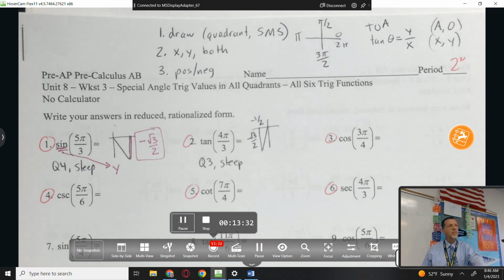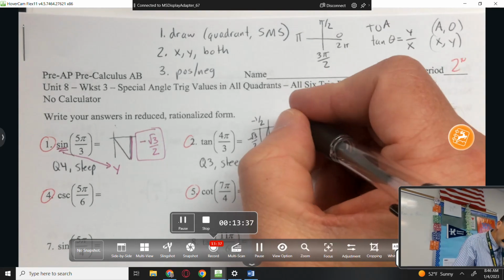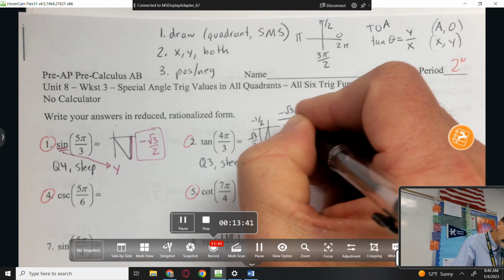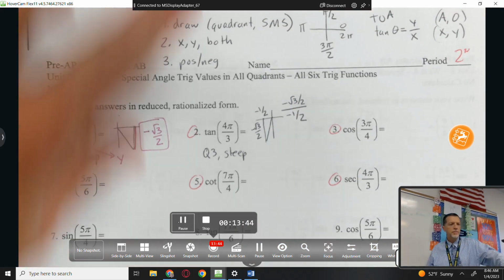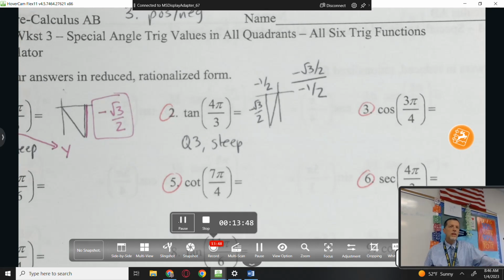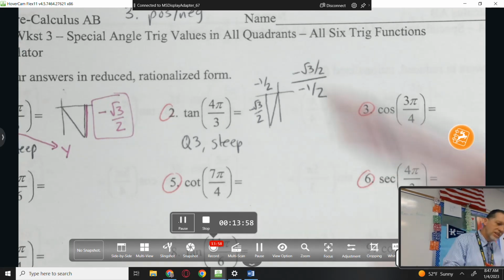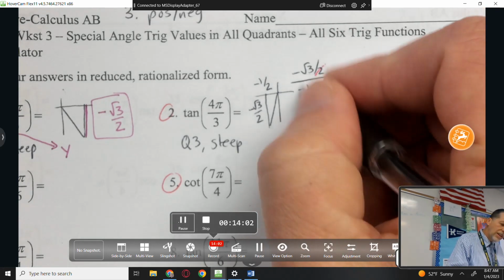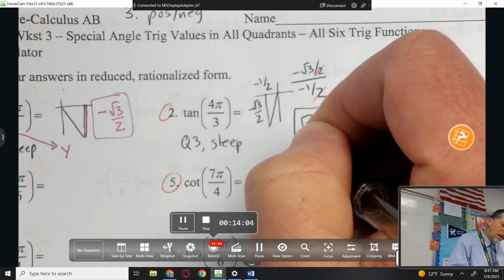Just based on long sides and short sides. And then y over x. You can keep it, change it, flip it if you need to, but all of these always have 2 in the denominator, and so the 2's will always cancel out and the negatives cancel out, and we're left with just square root of 3.